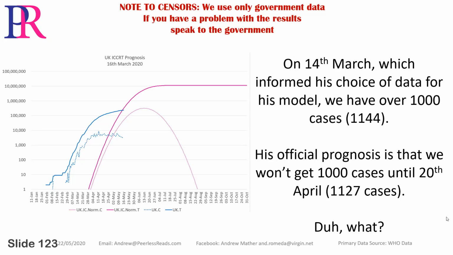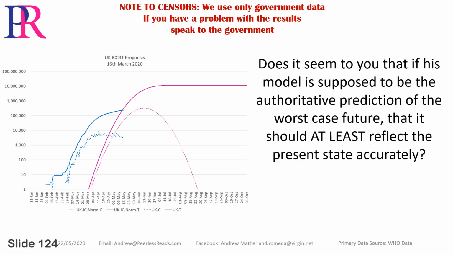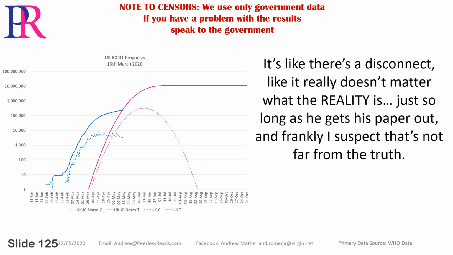On 14th March, which informed his choice of data for his model, we have over 1,000 cases, 1144. His official prognosis is that we won't get 1,000 cases until 20th of April, 1127 cases. What? Does it seem to you that if his model is supposed to be the authoritative prediction of the worst case future, it should at least reflect the present state accurately. It's like there's a disconnect, like it really doesn't matter what the reality is, just so long as he gets his paper out, and frankly I suspect that's not far from the truth.